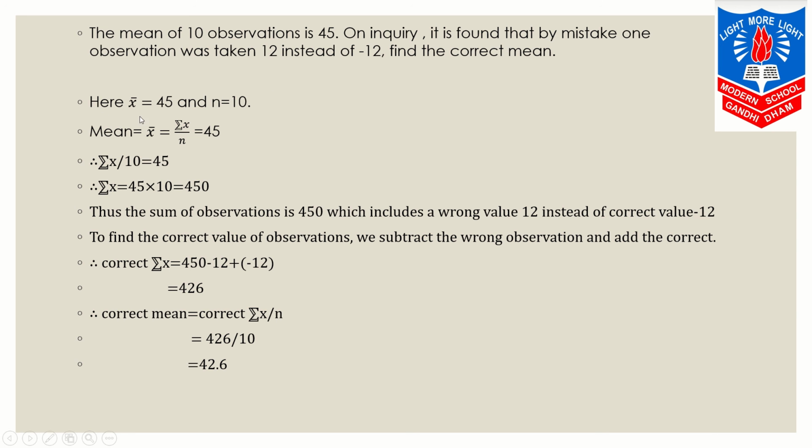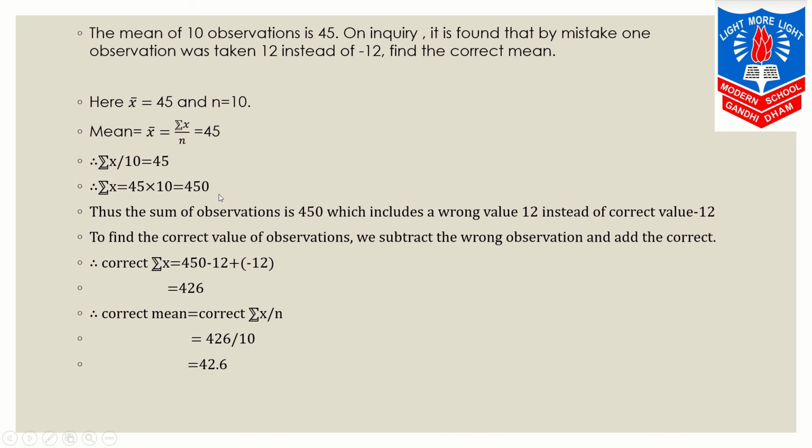This is a short sum students. Here x bar equals 45, n is 10 as it is given. Mean of 10 observations is 45. So n is 10 and mean is 45. Formula you all know, x bar equals sigma x upon n equals 45. हम mean की जगह पे 45 लिख सकते हैं. So therefore, sigma x upon 10 equals 45. Sigma x I'll get by multiplying 45 into 10.